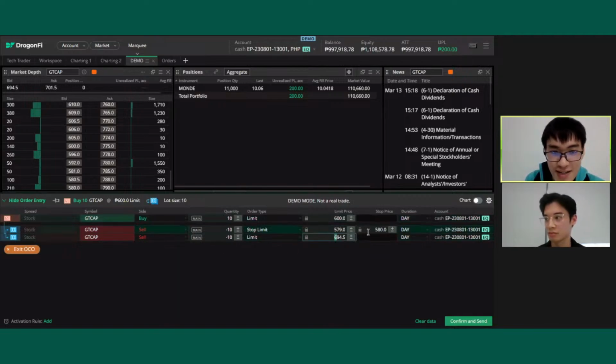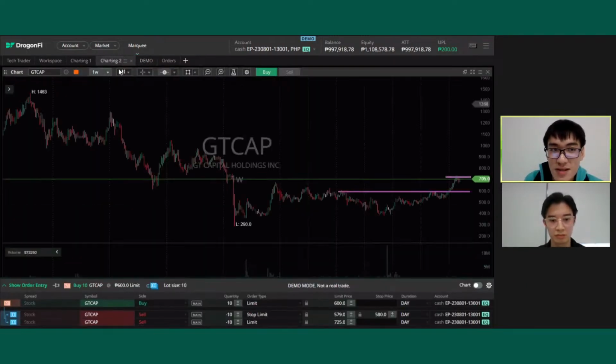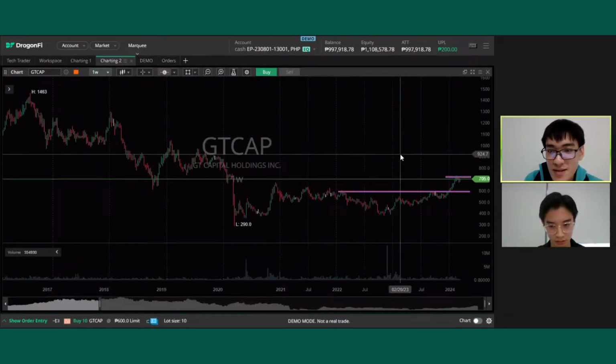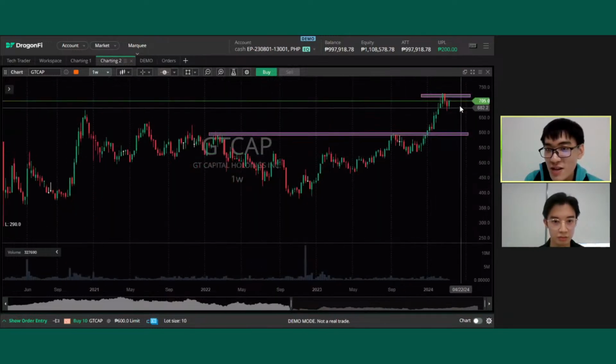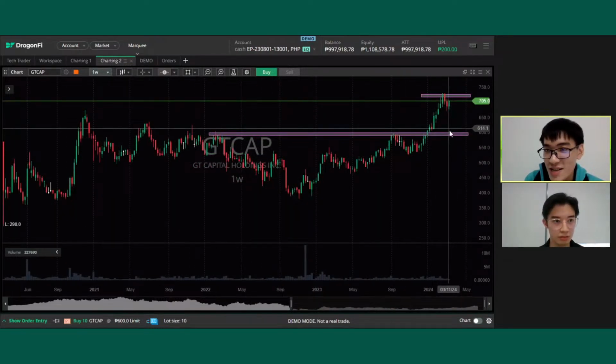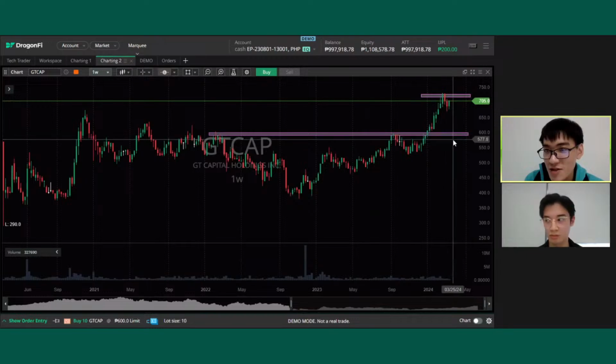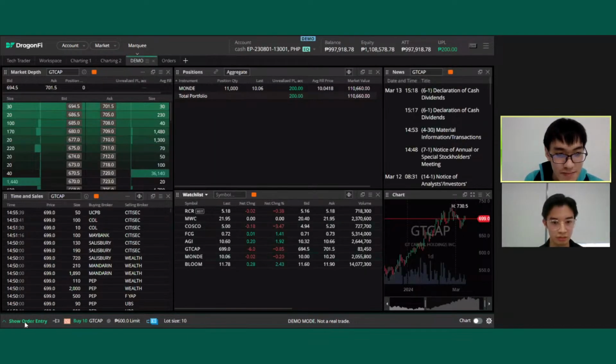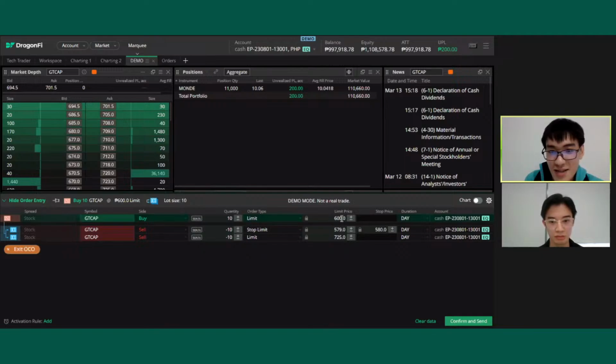Then your target price will be at 725. So there. So again, you want to buy at support here. So at 600, your stop loss below 580. Your target at this high, so 725. So how that would look like is here, right? 600, your stop loss below 580, your target 725.